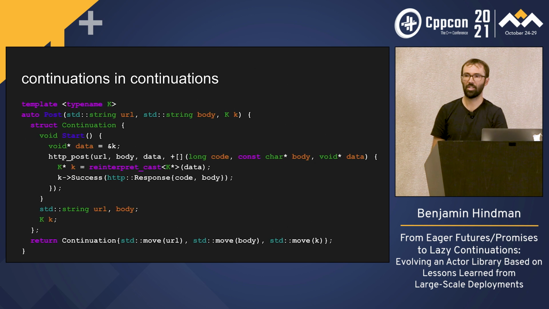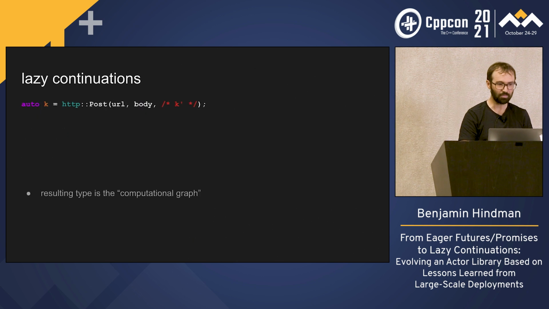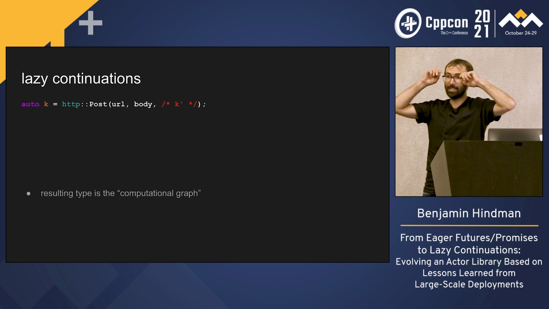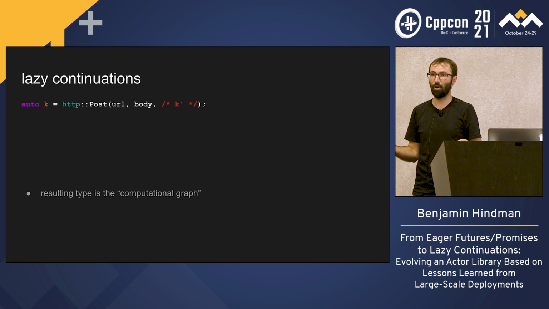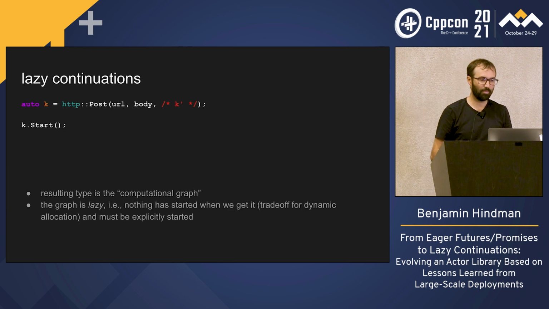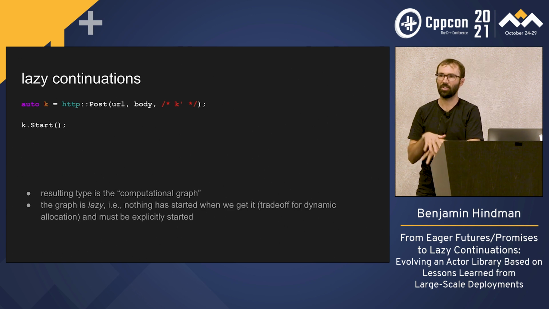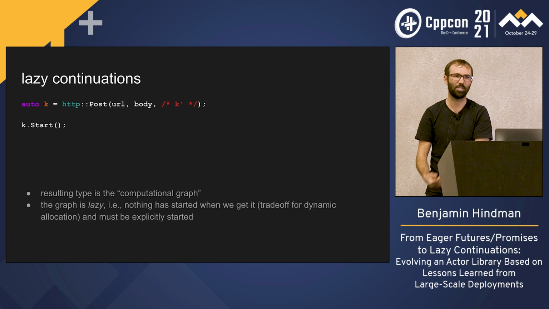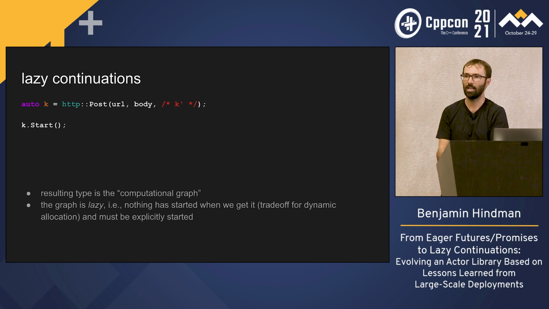And by doing so, I haven't actually dynamically allocated any memory. What I've done, though, is I've gotten back this other continuation, which basically represents my computational graph that I want to execute. Okay? But the graph is lazy. I haven't actually started to execute anything yet because I solved the problem at a level of indirection where I wrapped this whole stuff up into a continuation. I returned back a continuation. Now I just got this k.